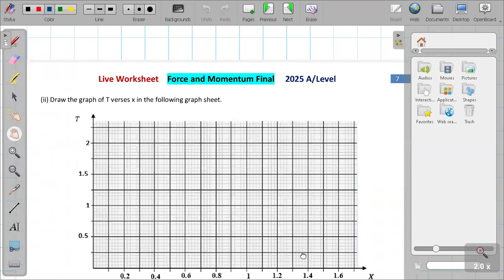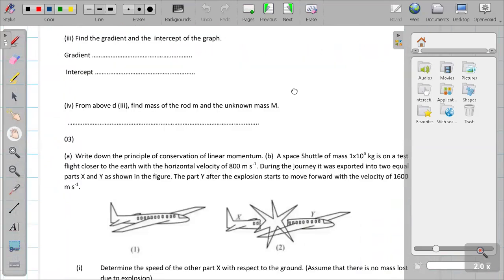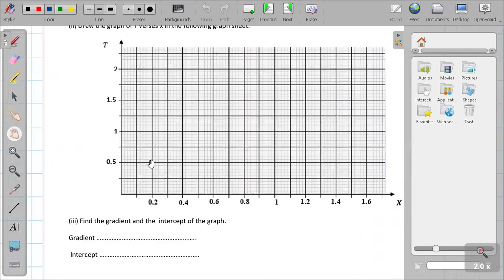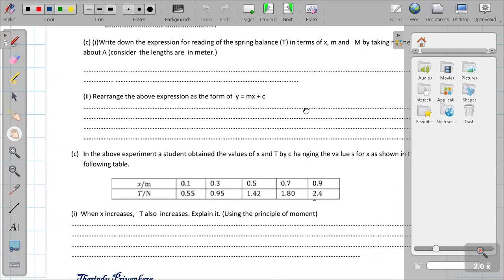At least one graph. Those graphs are not very complicated, just y equals to mx plus c type of graph, not quadratic graphs.